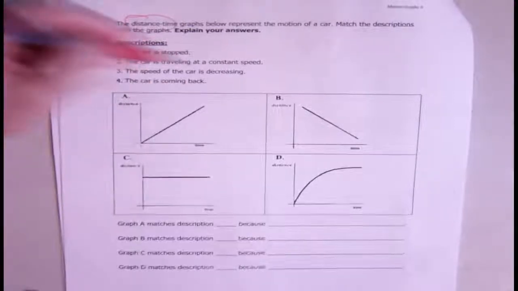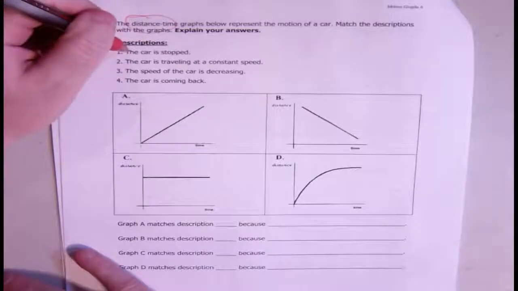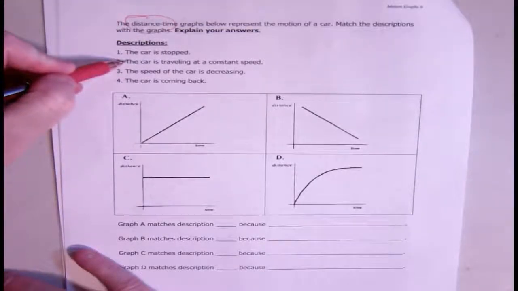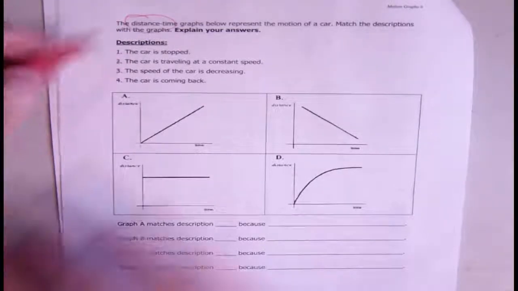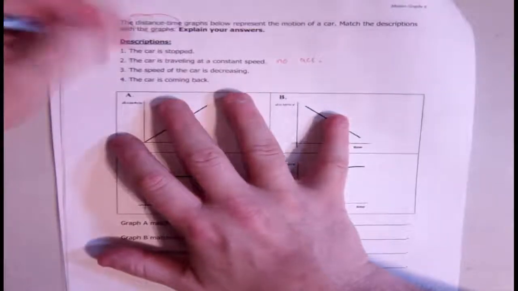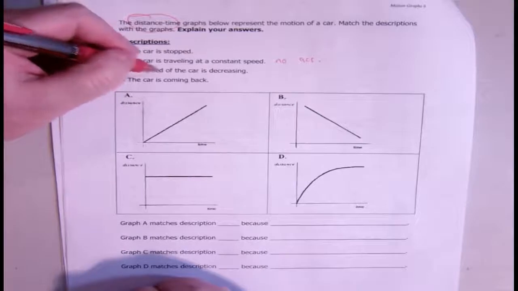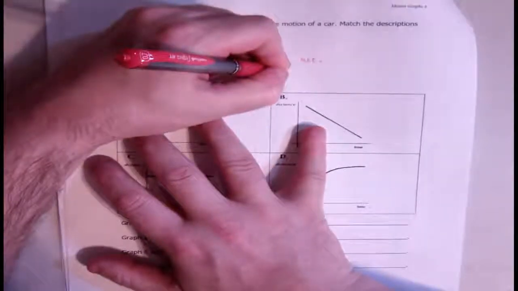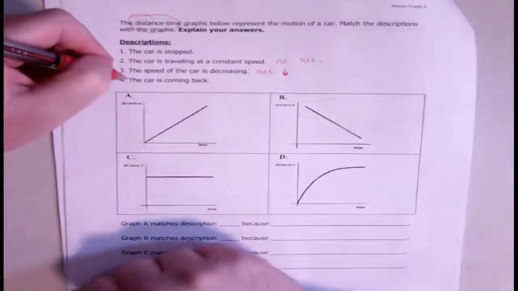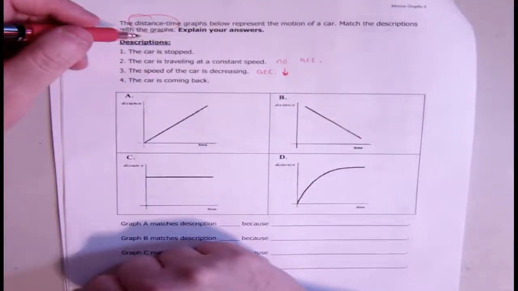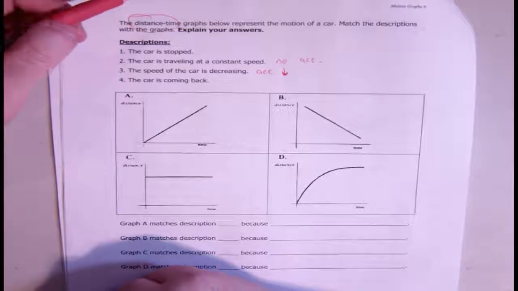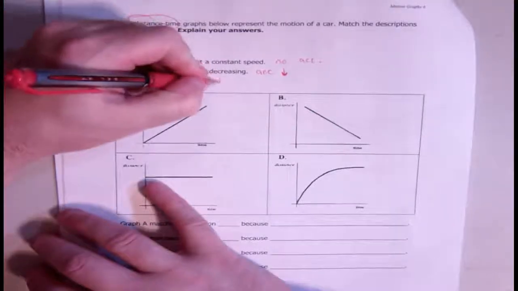So let's look at all of these. Car is stopped. Car is traveling at a constant speed, meaning it's not accelerating, no acceleration. The speed of the car is decreasing. That means it is accelerating downward. The car is coming back. Okay, so that means its distance is going downward, right?